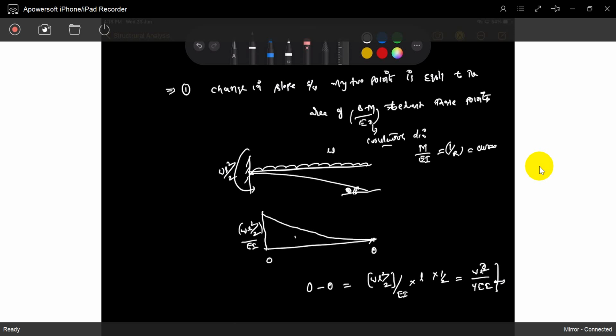So tell me, what is the area here? So WL²/2A, what is the area? One third of L. That's it, right? Once again, what is the area? It is parabolic. So what is a parabolic? If it is parabolic like this, it is one third. If it is parabolic like this, it is 2/3.